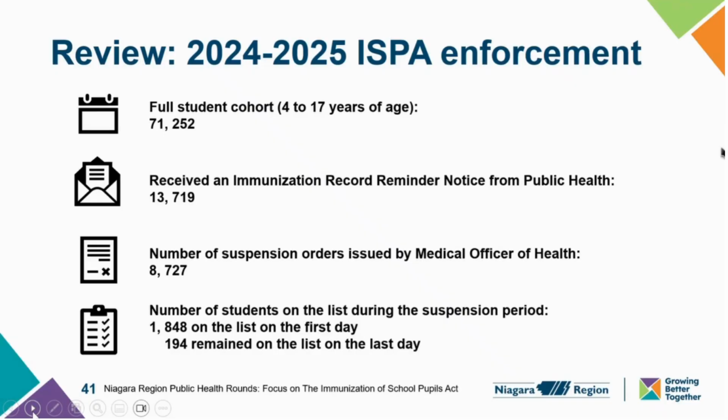13,719 students from this cohort received an immunization notice from Public Health, with just over 8,700 students receiving a suspension notice. On the first day of the suspension period, there were 1,848 students who were still overdue with immunization information, and they did face exclusion from school. By the end of the suspension period, which was 20 days, we ended with 194 students still remaining on the exclusion list on the last day of the suspension period. Next slide, please.